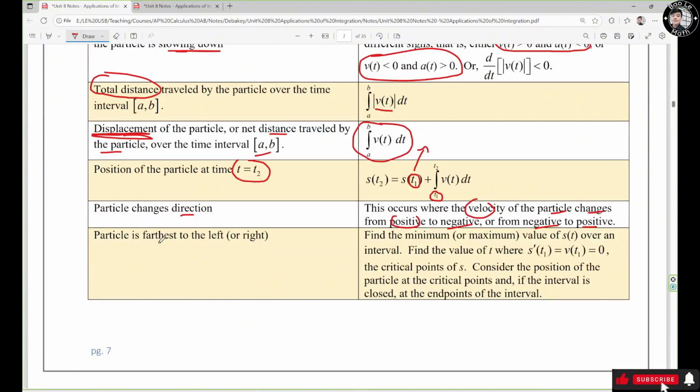Now, the particle is farthest to the left or right, which means you need to find the maximum or the minimum value of s of t over an interval. You need to find the values of t where s prime of t equals v of t equals 0, which means you need to find the critical numbers. Then you need to consider the position of the particle at the critical points, and if the interval is closed, you need to consider the endpoints. So basically, for this one, you need to use the candidate test.